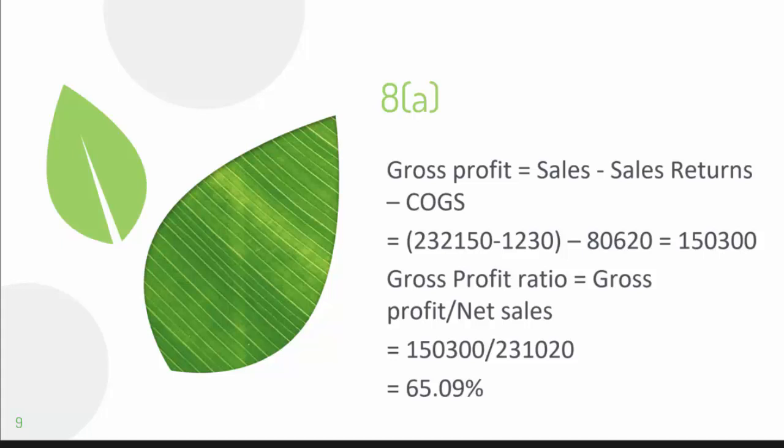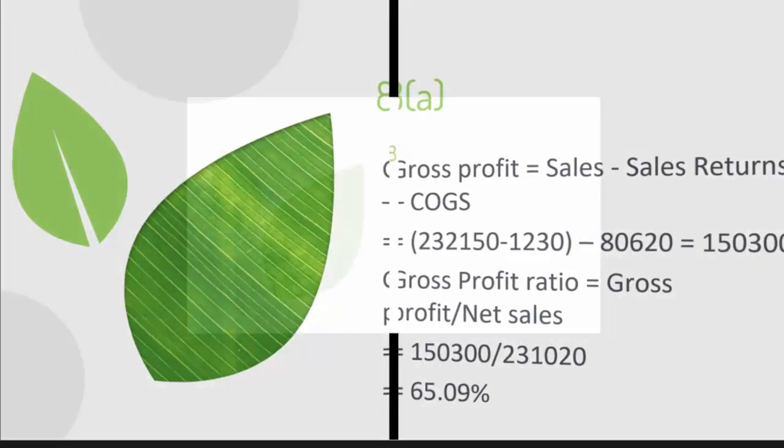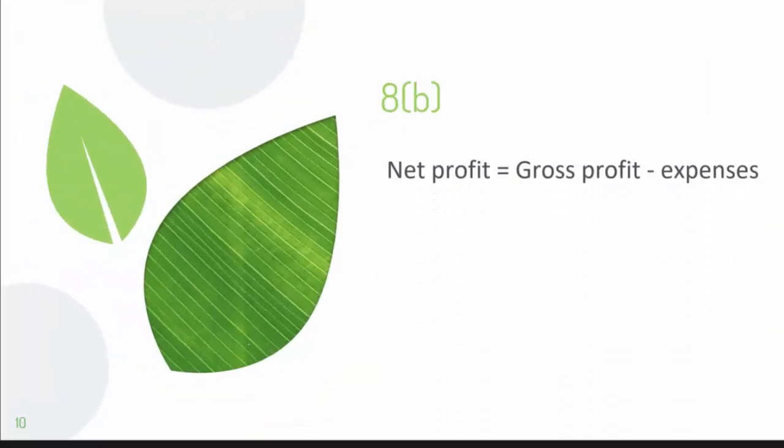It means that the markup on our cost of sales, 150,300, is 65%, which is quite reasonable, but it's very difficult to make a judgment if you don't know what the industry is and what the industry average is. Right? So 65% may sound okay, but it really depends on the industry and also the economic conditions at the time. In this instance, you also had to calculate the net profit.